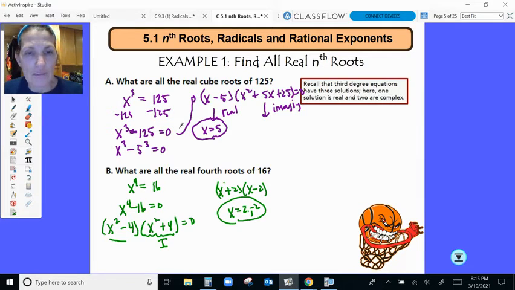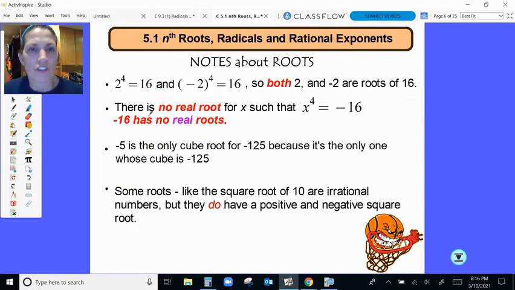So I have to be careful whenever I'm talking about even roots. Square roots, fourth roots, sixth roots, any even roots, I'm always going to have those two solutions. And that's why when we take the square root, we have to do plus and minus, right? When I'm doing cube roots, any odd roots, fifth roots, seventh roots, I'll only have one real root, okay? So just keep in mind that 2 to the fourth is 16 and negative 2 to the fourth is 16. So both of these are roots of 16.